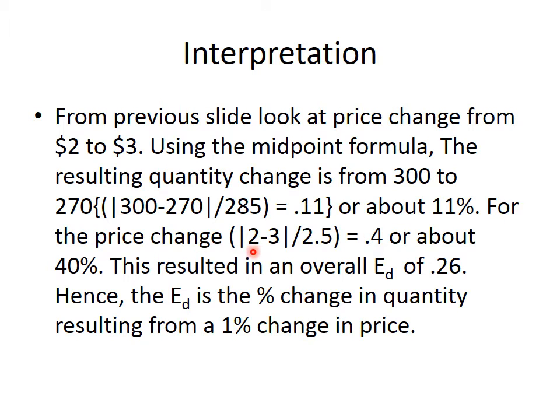For the price change, 2 to 3, we use the midpoint, 2.5. That's about a 40% change in price. This results in an overall elasticity of 0.26. And what this means, once again, is that for every 1% change in price, you're going to have a 0.26% change in the quantity demanded.